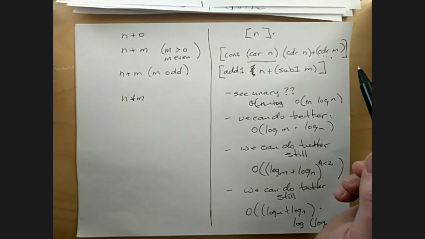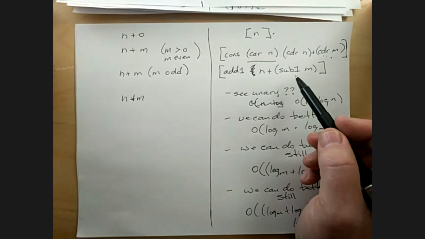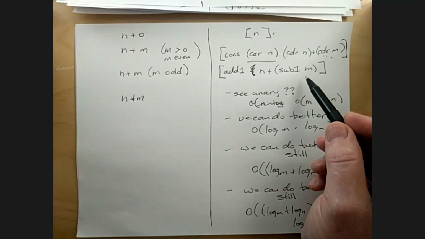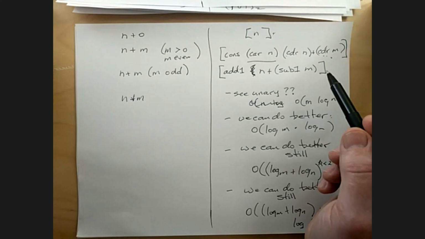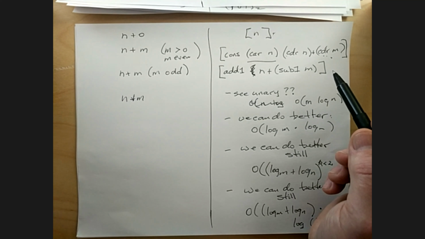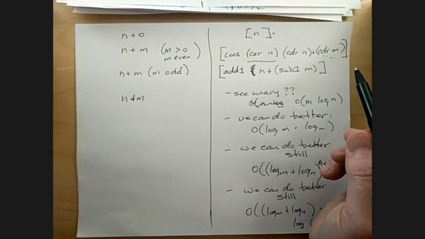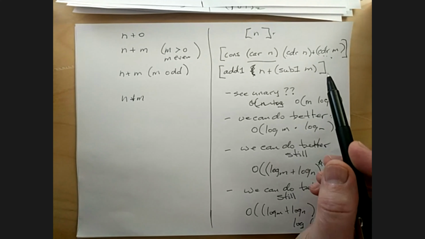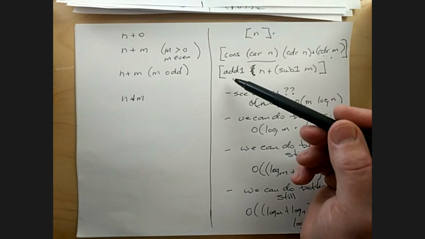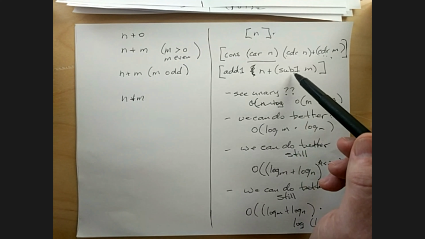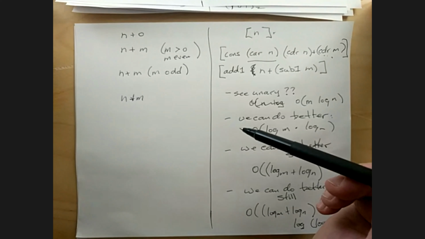What if m is odd? Well, we can do the same sort of trick we did before. If m is odd, we can make it even by subtracting 1 from it. And then we can do our addition because I've made it even. And then I can add 1. So we take away 1, do the addition, put the 1 back, and we've now done our addition.